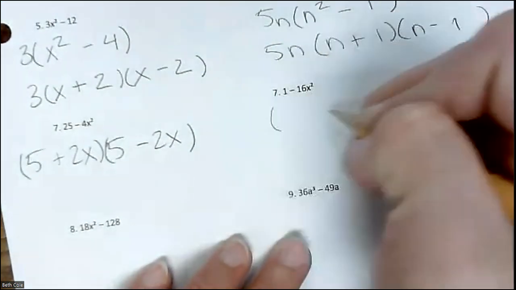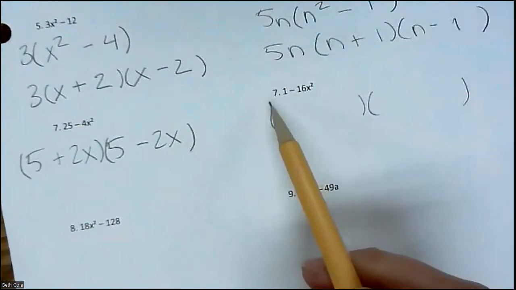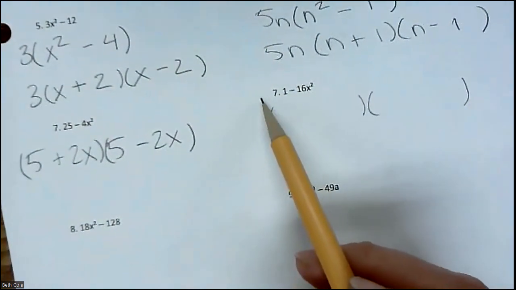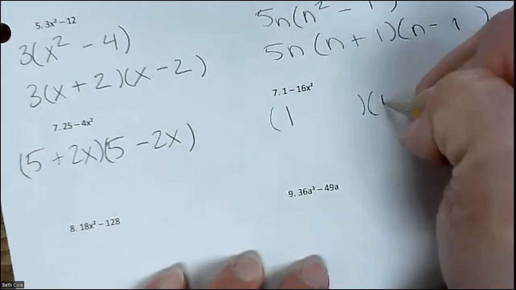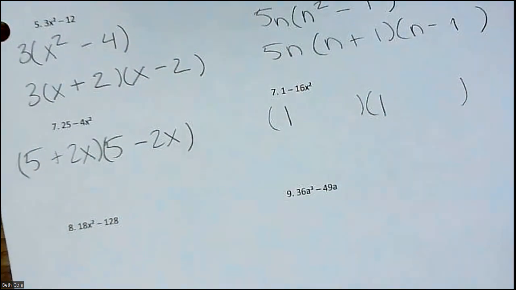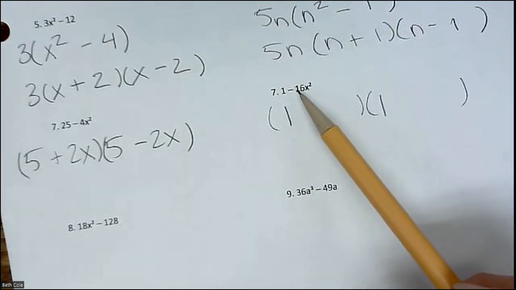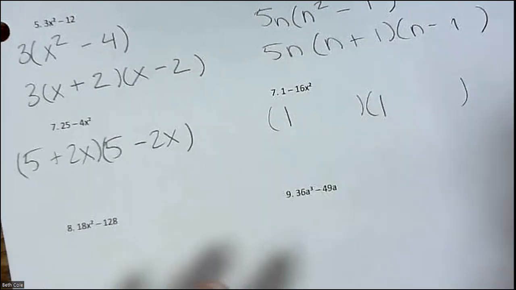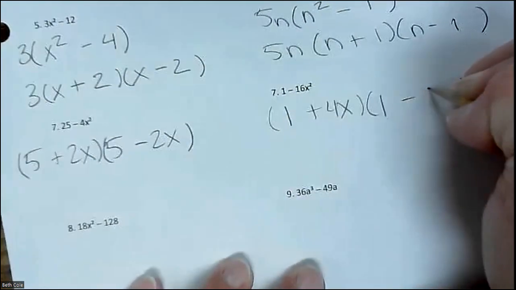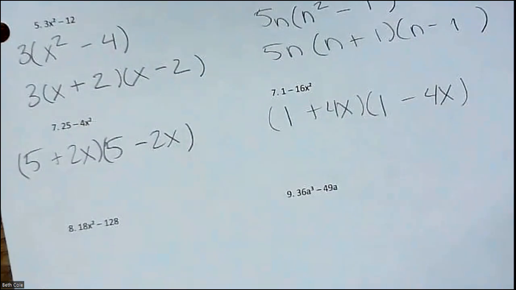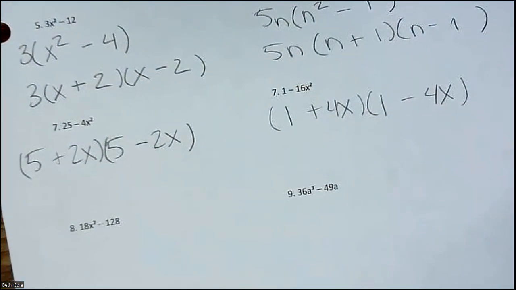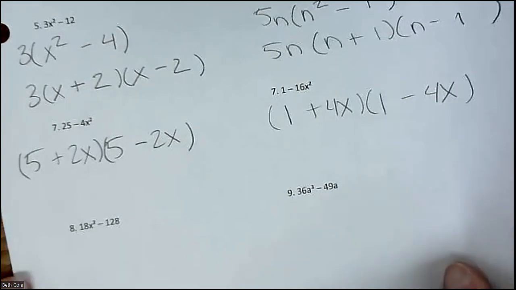So same with this one. Draw your 2 parentheses. How do you split up 1? We're going to try again. 1. Good. 1 times 1 is 1. 1 does throw everybody off for that reason. Close. It's the square root of 16. So it's not 8, it's 4. Good. So it'll be plus 4x and minus 4x. Again, the reason 1 is plus and 1 is minus is because the middle term is nothing. It's 0, canceling it out.